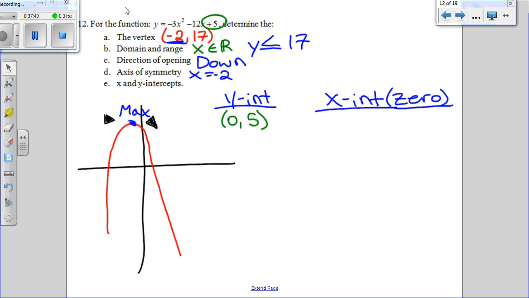Your calculator can only find one at a time. So when it says left bound, it wants you to go left of whichever one of these you want to find first. It doesn't matter which order you find them. So I'm going to do the one on the left first. So I'm going to come left of that thing.